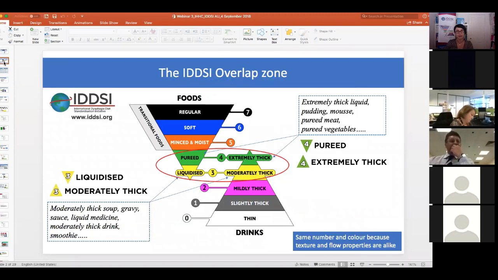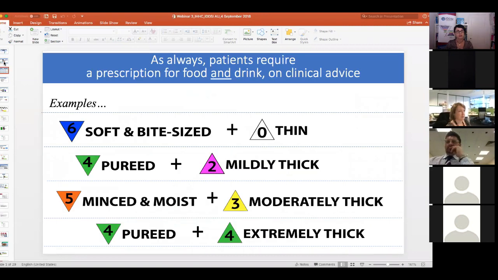So we've been through that. We were talking about the overlap zone here and why we've got level 3 and 4 with the same colours and the same numbers, and how we can categorise both foods and liquids and non-standard things like liquid medicine or gravy and soup and other condiments. Just as a reminder as well that patients will always require a prescription for both food and drink, and they do that based on clinical advice.